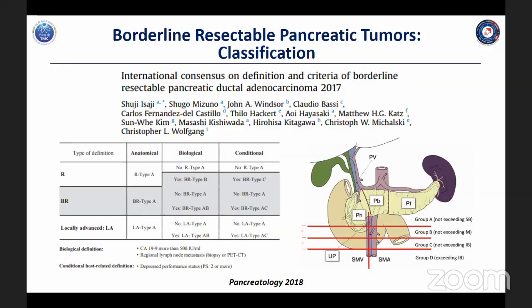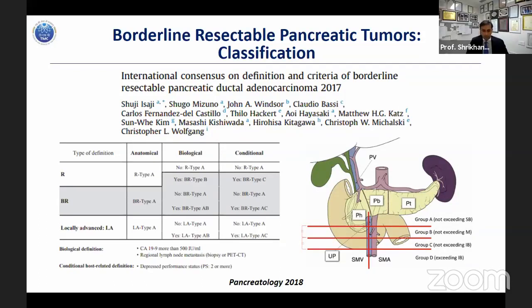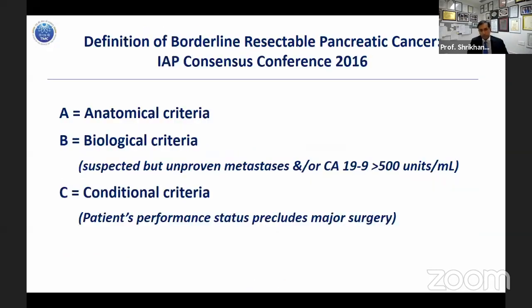But it's not only about anatomy and response to chemotherapy. You need to factor in three things. And I would draw your attention to this good paper in 2018. And that's looking at anatomy, biology, and condition. So anatomy is the anatomy criteria which I spoke to you about. Biology would be you suspect, but you don't have proven metastatic disease, or the CA 19-9 is more than 500 units. And conditional criteria would mean the patient's performance status or the ECOG status that would preclude major surgery or that would alert you.